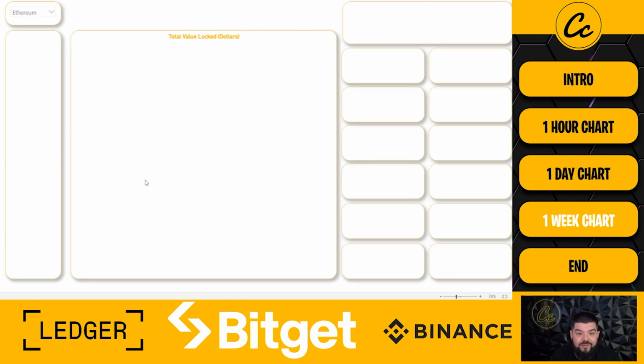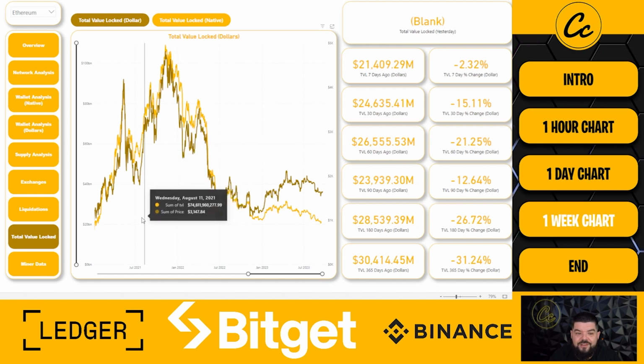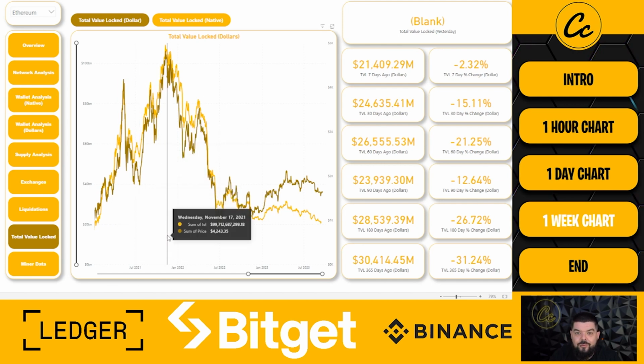We will have a quick look here at the new improved part that Nick has added. We can now see the total value locked for Ethereum, where this again does not spell bullishness to me. All throughout this bear market, we can constantly see a drop in the TVL. A year ago, a drop of 31%. 6 months ago, a drop of 26%. 3 months ago, a drop of 12%. 60 days ago, a drop of 21%. 30 days ago, a drop of 15%. In the last 7 days, we've seen a drop of 2.32%.